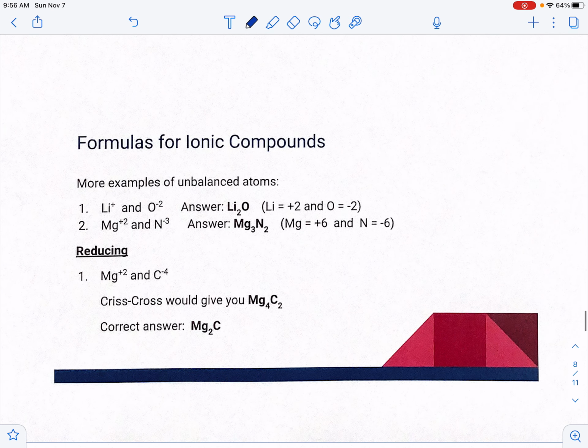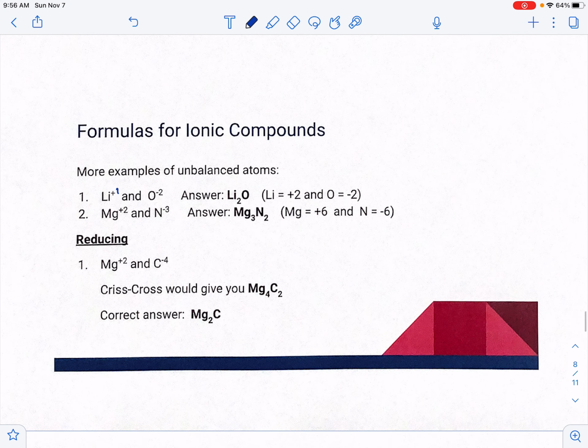Okay, so formulas for ionic compounds. These are just more examples. Again, I have lithium with a +1 charge. You can use plus or you can do +1, it's up to you. I can see that there's a +1 charge and -2, so this is not balanced. If you want to do the crisscross, you can take the 1 to the oxygen and the 2 to the lithium, and that gives me Li2O.